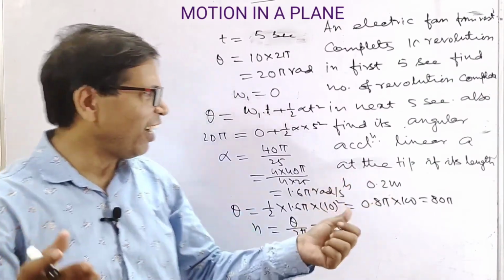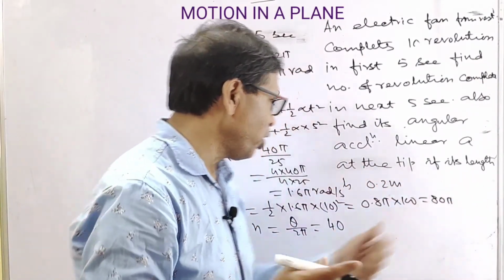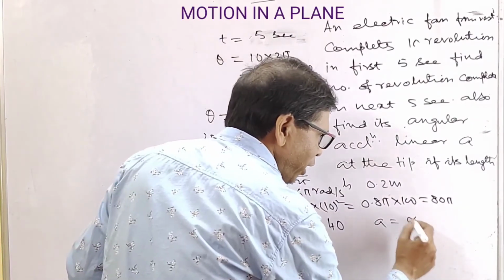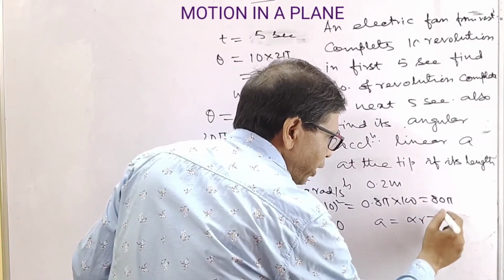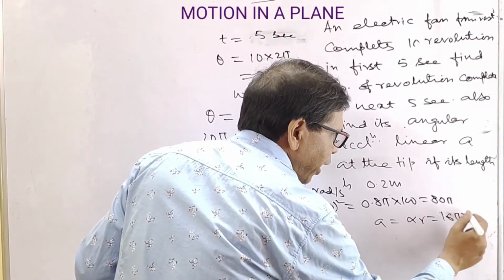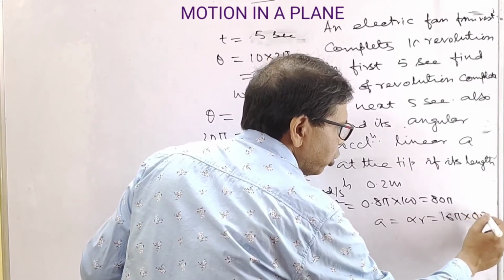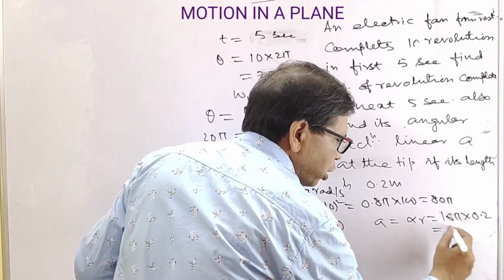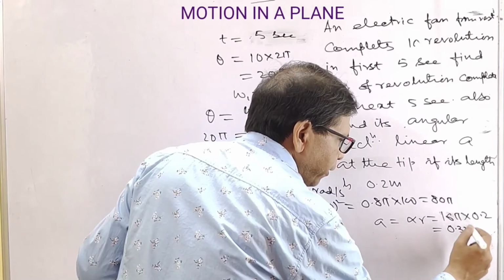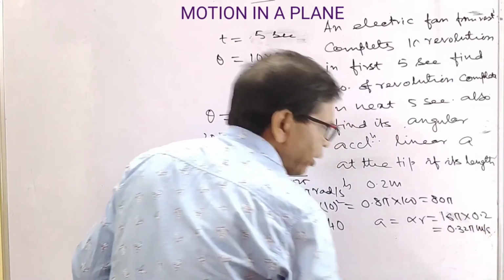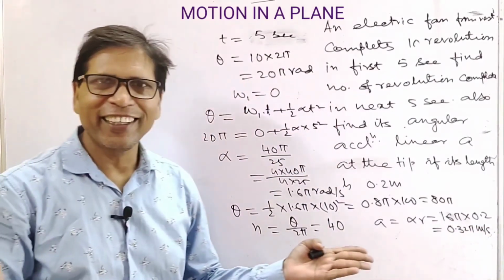Understood? Now the linear acceleration at the tip. We know a equals r into alpha. Here alpha equals 1.6 pi and r equals 0.2, so this is 0.32 pi meter per second square. Okay, understood?